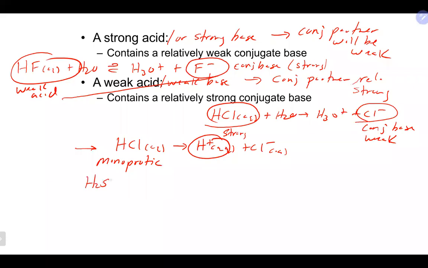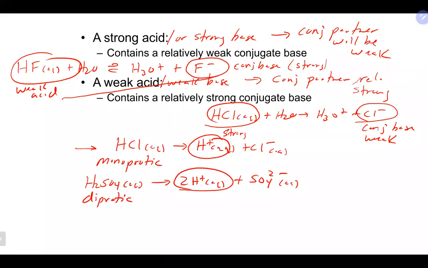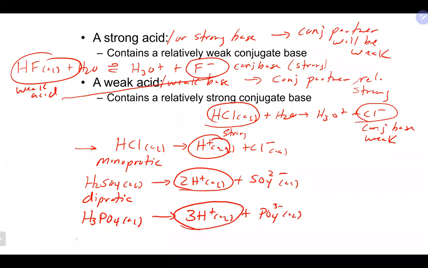Something like H2SO4 will overall give away two hydrogens. And because it gives away two hydrogens, it is referred to as a diprotic acid. And there's even something like phosphoric acid, H3PO4, which will give away three hydrogens and leave phosphate. Sometimes it's referred to as a triprotic acid. Triprotic, obviously, meaning three protons it's able to give away.